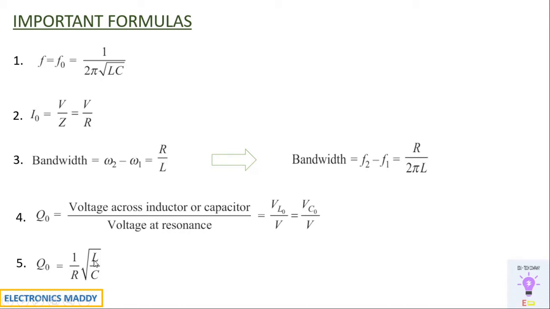In case they give you the values of R, L, C, how do we substitute and find the value of Q naught? That is a big question, so we'll be solving in this particular fashion. And power factor at resonance is always equal to 1, because the circuit is resistive. As a result, we say it is equal to 1. So these are the basic formulas. Make a note of all these formulas.